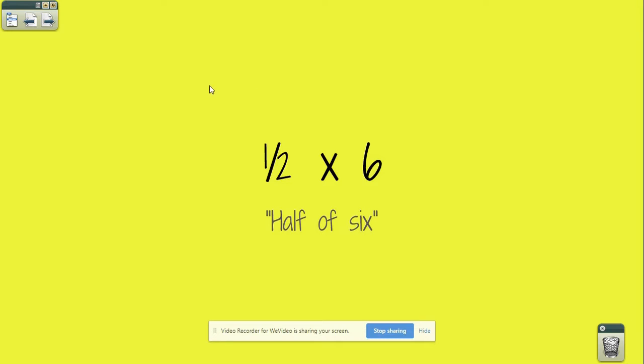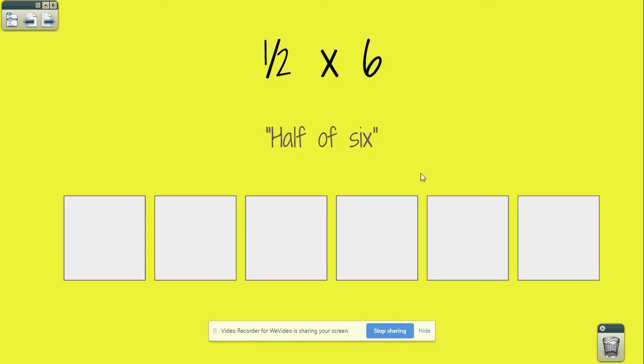So we are multiplying a fraction times a whole number, a big number. The way I would say this out loud like a mathematician is half of 6. You could probably already think in your head right now, what's half of 6? If you were thinking 3, you're correct. Here's how I can prove it.